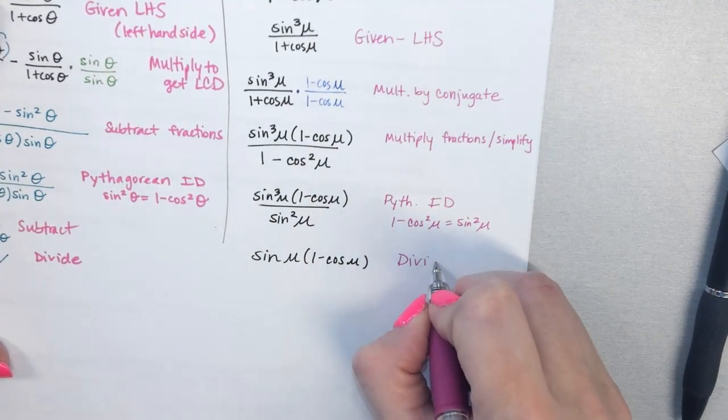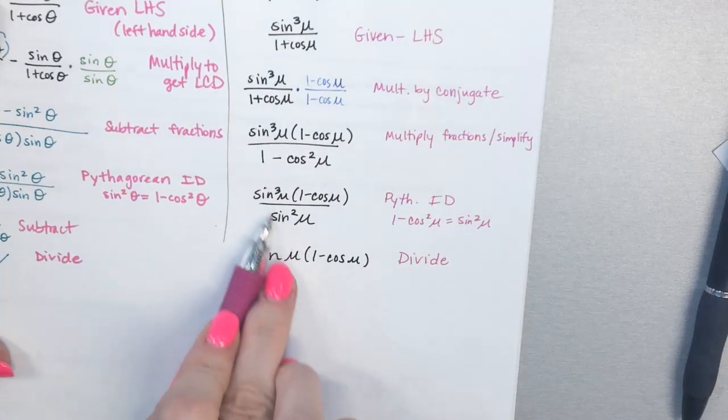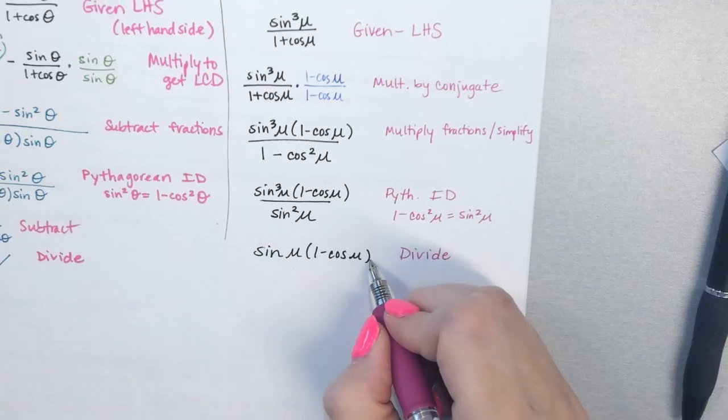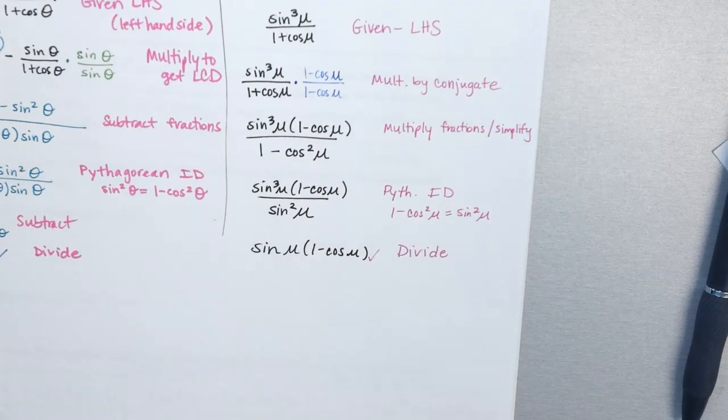And don't forget your reason. So all we did is divide. We divided sine cubed by sine squared. Once you get that other side, you are good.